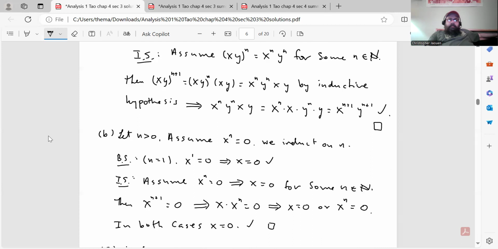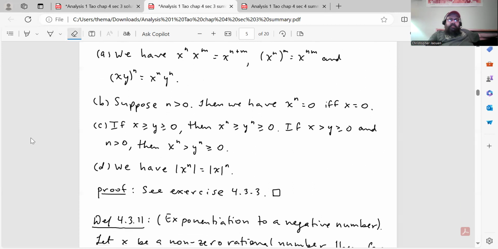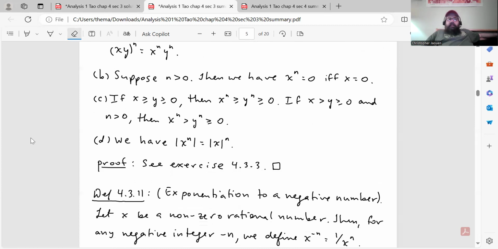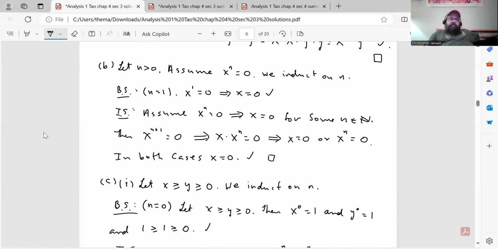All right. Then we can move on to part B of the proposition, which says that if n is greater than 0, we have x to the n equals 0 if and only if x equals 0. All right, again, all these are going to be by induction, so we induct on n. Here we're going to start with n equals 1 because we're assuming that n is greater than 0. So x to the 1 equals 0 obviously implies that x equals 0. So the base step is satisfied.